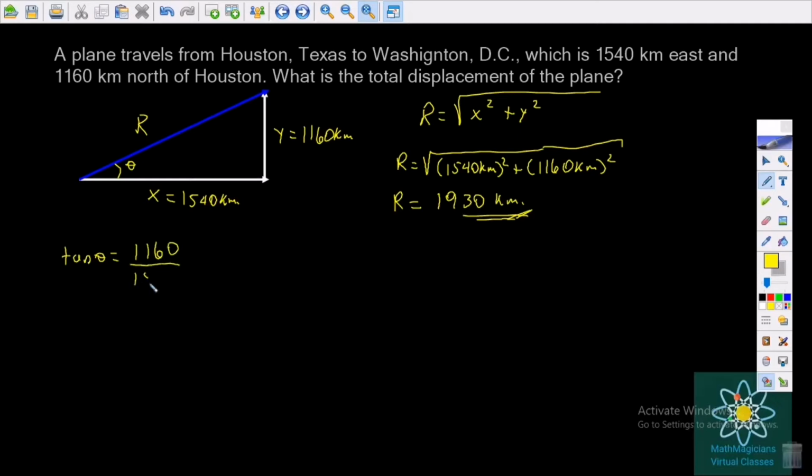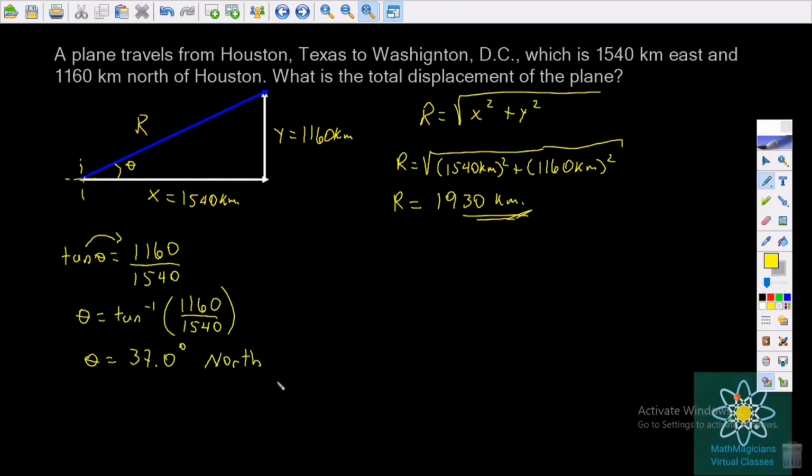1,160 divided by 1,540. To solve for the angle, we send the tangent to the other side. It becomes a tangent inverse. Tangent inverse of 1,160 divided by 1,540. We plug this in our calculators and we will have as an answer 37.0 degrees. Now, I finish on my north. That means that when I write my angle or my direction, I start with north, and then you just make an axis here to see where this arrow is pointing to. It would be north of east. This is the answer for the first exercise.